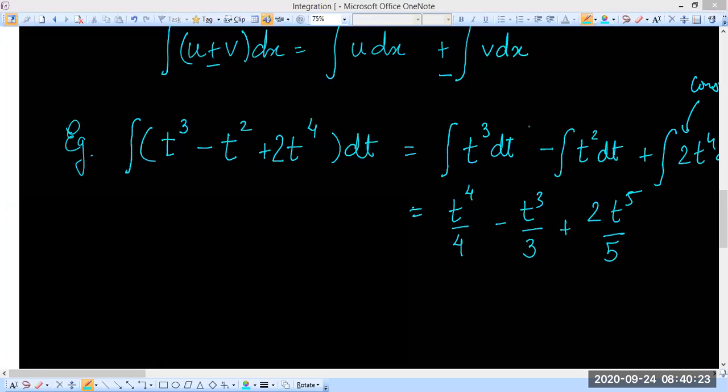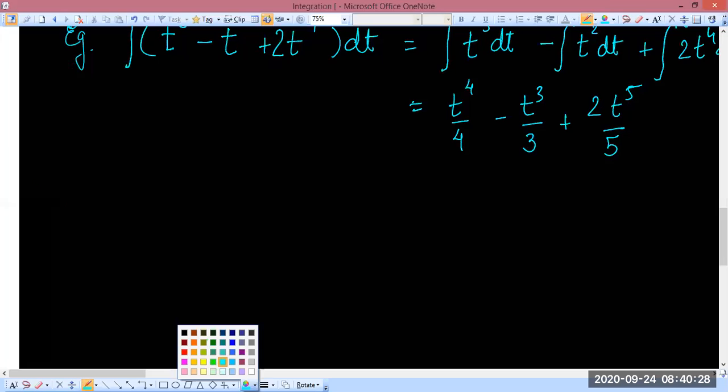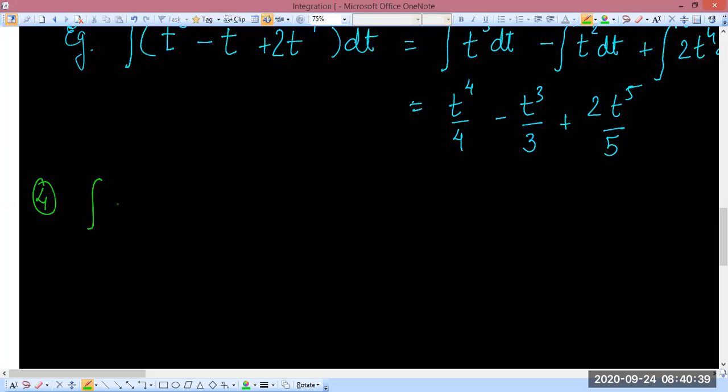Now next rule, number 4. It is about integration of only dx, right? Only dx. There is no x in front of it, there is nothing else, only dx. Then this is equal to x.